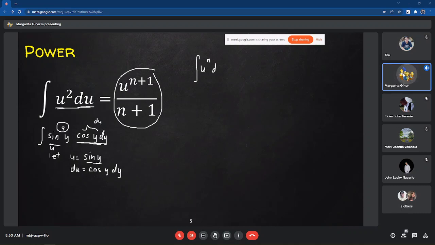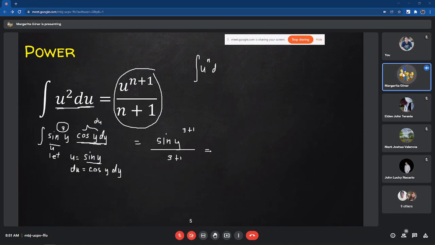Okay? If your du and u match in the equation, you can use the power rule. Now, to use the power rule, what do you need? The u. So, what is your u? Your u is sin y. And then, what is the exponent? Your exponent is 3. So, 3 plus 1, divide by 3 plus 1.